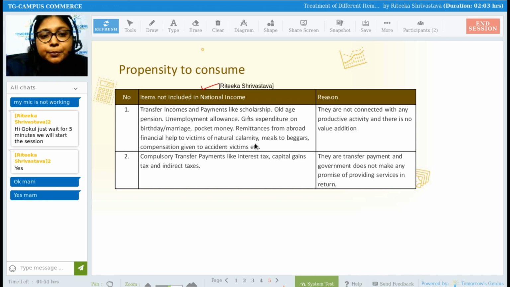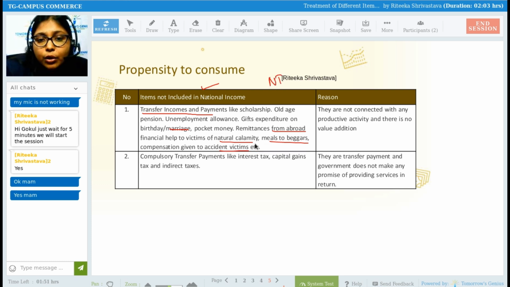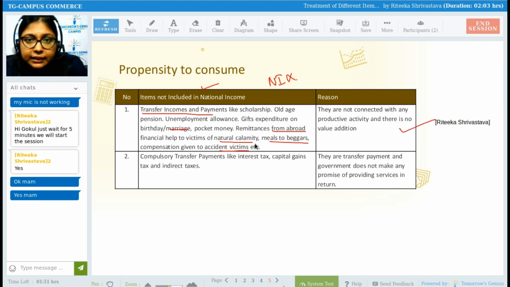The first item which is not going to be included in national income is transfer income payments like scholarship, old age pension, unemployment allowance, gift expenditures on birthdays, marriages, pocket money, remittances from abroad, financial help to victims of natural calamity, meals to beggars, compensation given to accident victims, etc. These all are the things which are not going to be included under national income. Now, what is the reason why these things will not be included? Because they are not connected with any productive activity and there is no value addition.